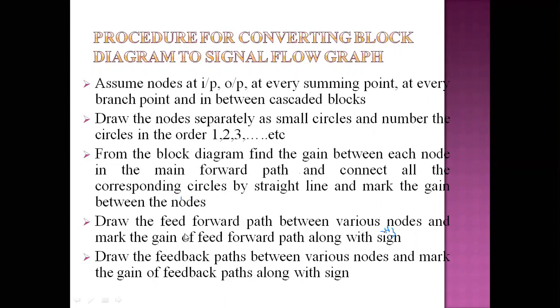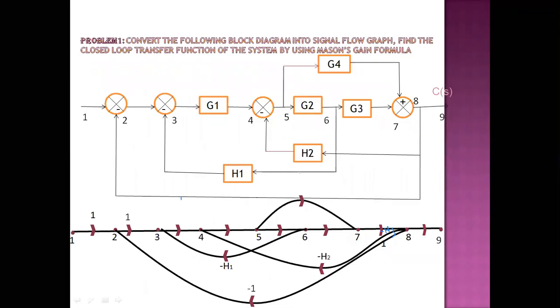Next, draw the feed forward paths between various nodes and mark the gain of the feed forward path along with the sign. Next, draw the feedback paths between various nodes and mark the gain of the feedback paths along with the sign. Now let us solve a problem by converting the given block diagram into signal flow graph, then by using Mason's gain formula to find the overall transfer function of the system.